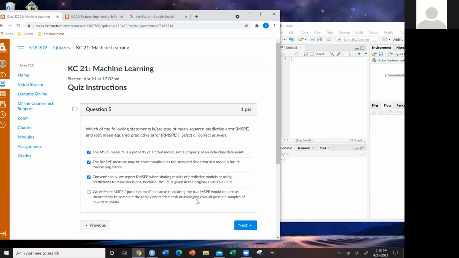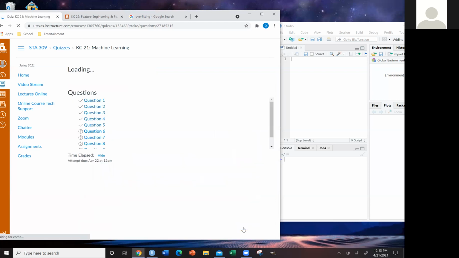And then we estimate MSPE because calculating the true MSPE theoretically requires the totally impractical task of averaging over all possible new data points. Ugh. I don't know about this either. I see. Putting a hat on it is referring to the idea that it's a predicted or an estimated MSPE. They might all be correct here. Let's check them all, and we'll see whether we end up being wrong or not. I don't really have anything theoretical or any knowledge to impart for this last part D, but again, it might be something straight from the slides. Okay. We'll see how we do on number 5.